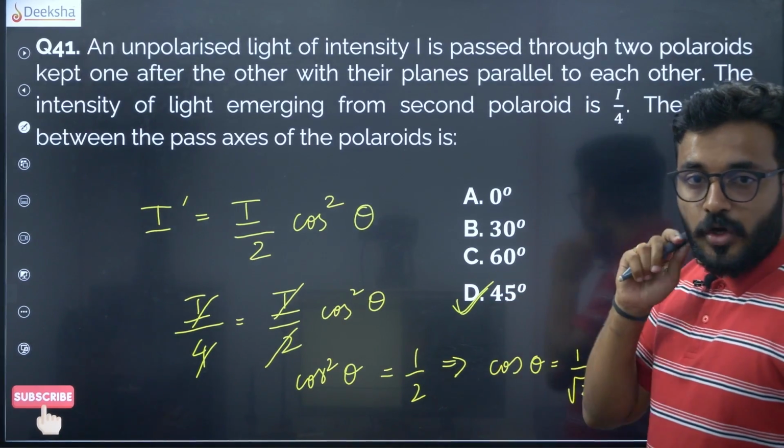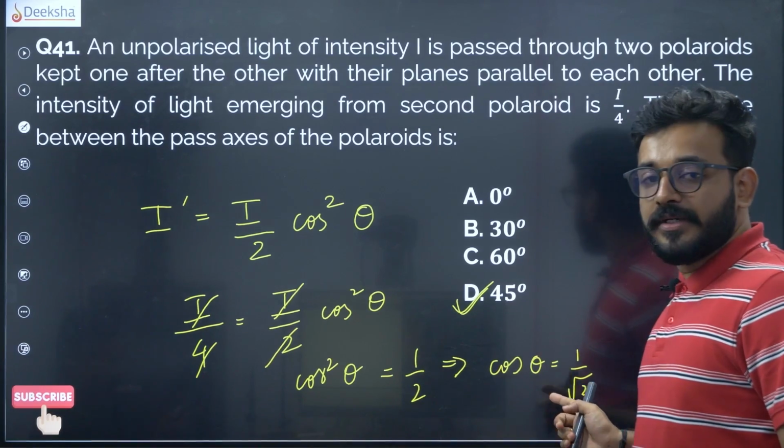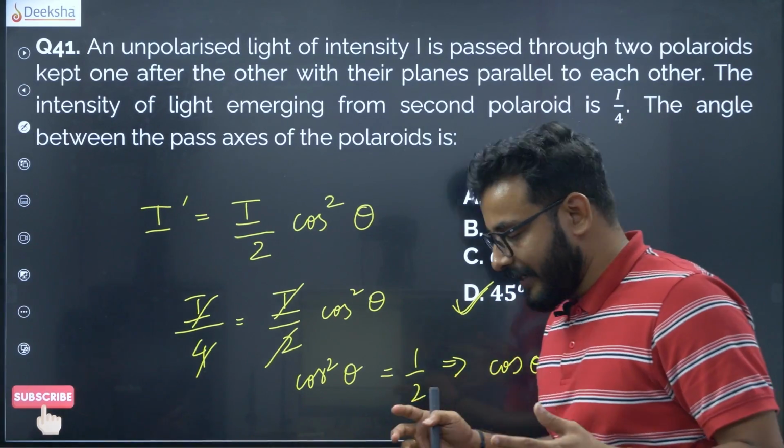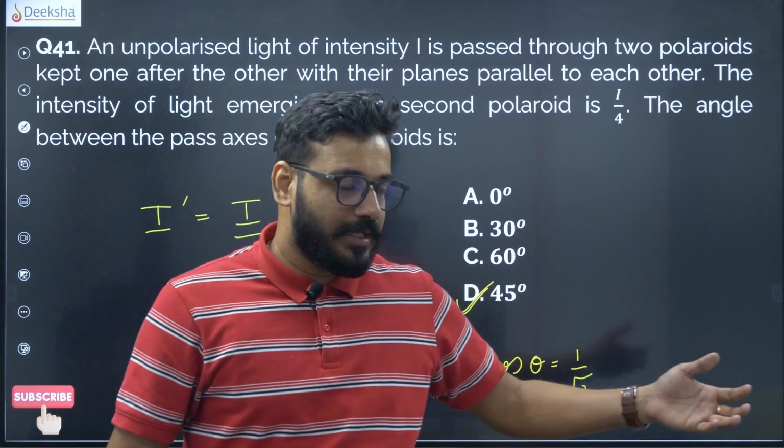So what angle gives cos a 1 by root 2 result? It is 45. So the correct answer is 45. Alright, this question once again is highly unlikely to repeat, but still keep this noted.